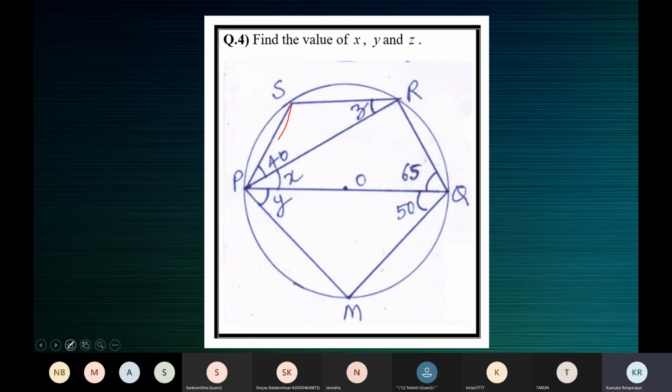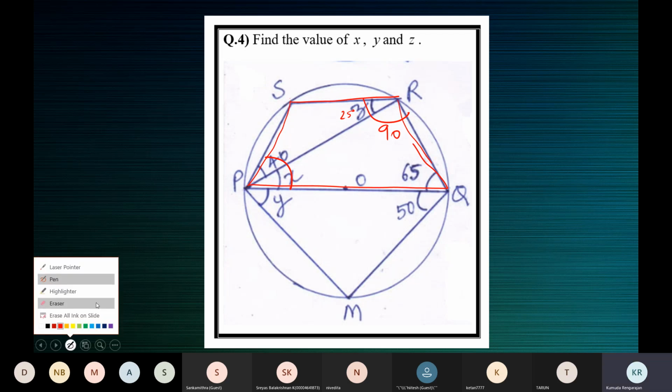So we could also do this. Ma'am, 115, ma'am. For X is 25, ma'am. So 40 plus 25 is 65, ma'am. Opposite angles in a cyclic quadrilateral are supplementary, so 115. Yeah, the whole thing is 115. But this is 90, no? So this will be 25. 25, ma'am. Yeah.